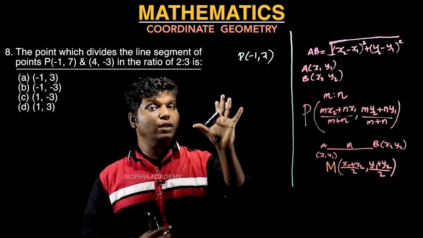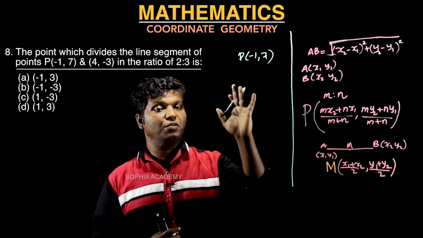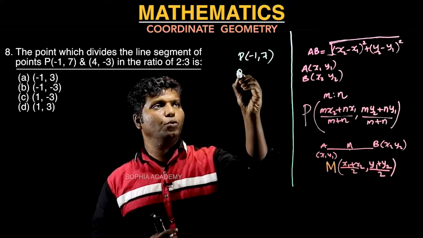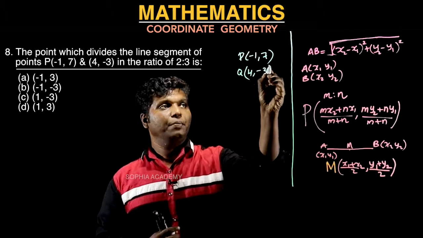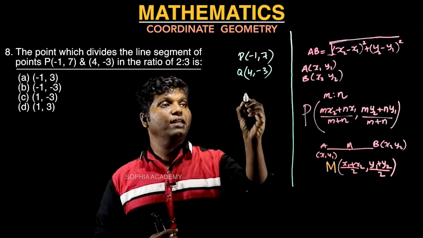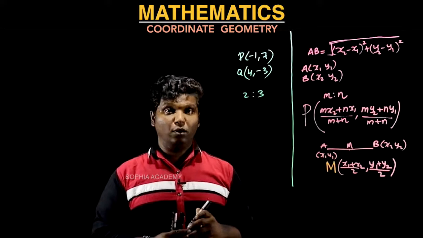Every time you get a question, just note down what is given there. That's very important. So P(-1, 7) is the first one. Let us take the next as Q. What is the point given? It is (4, -3), and the ratio between them is also given. It is 2:3.